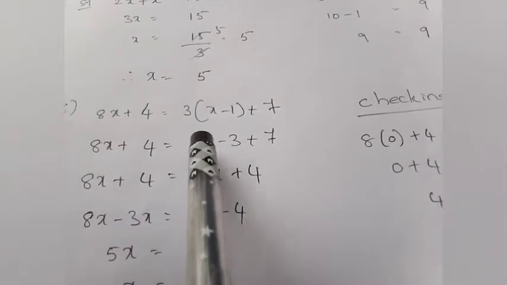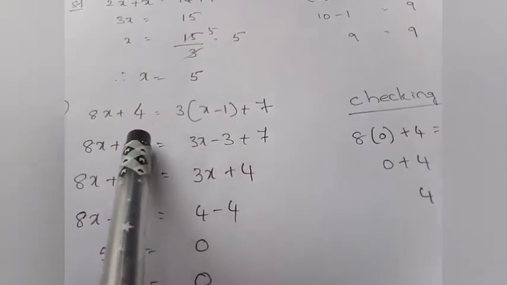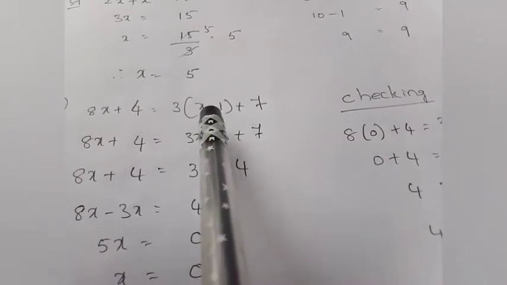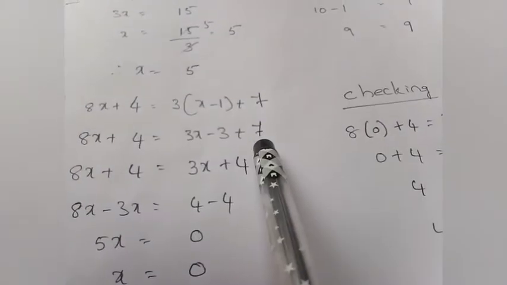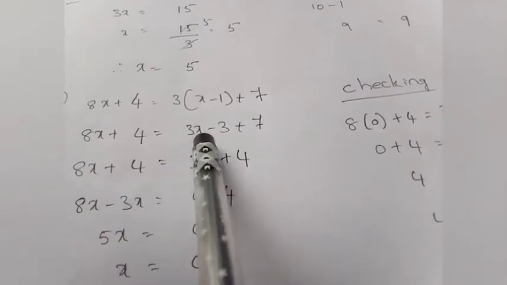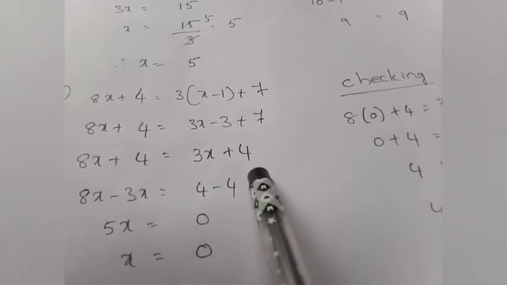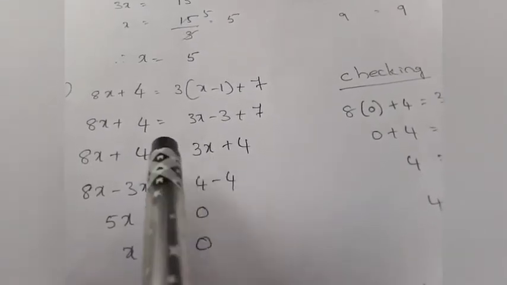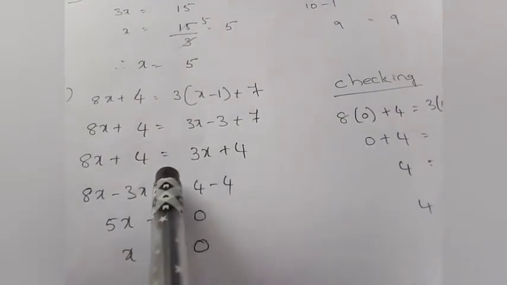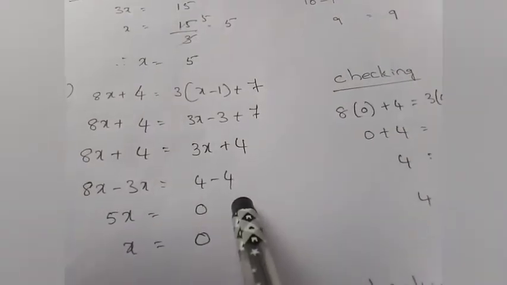8x plus 4 is equal to 3 into x minus 1 plus 7. I am separating this one. 8x plus 4 is equal to 3 into x, 3x. 3 into minus 1, that is minus 3, plus 7. That is equal, 8x plus 4 is equal to 3x. Here minus 3 plus 7 is equal to plus 4. Now I am writing all the variables one side and constants on the other side. 3x, bringing this minus 3x here. Here is plus 3x, when it comes this side becomes minus 3x. And 4, when it comes this side becomes minus 4.